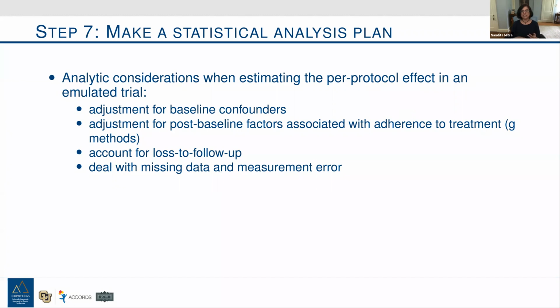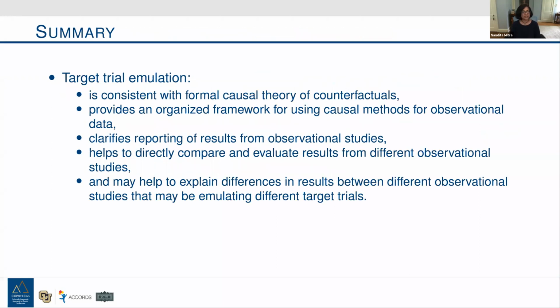You want to think about adjusting for baseline confounders, and adjustment for post-baseline factors associated with adherence to treatment. So you might want to use some G-computation methods. You need to think about accounting for loss to follow-up and censoring. You have to think about how to deal with missing data, whether the missing data are informative or not. And you also need to think carefully about measurement error. So step 7 is, after you go through all those other 6 steps, really to be able to get causal inference from your observational study.